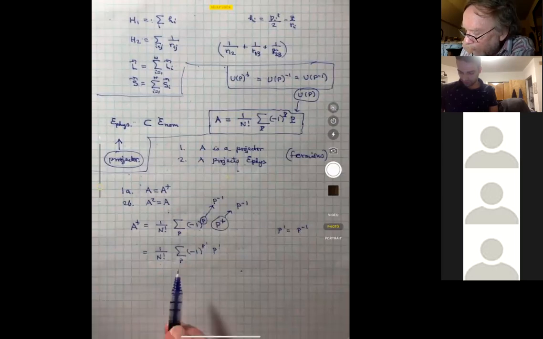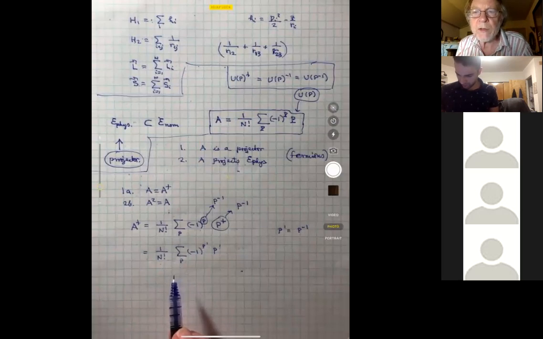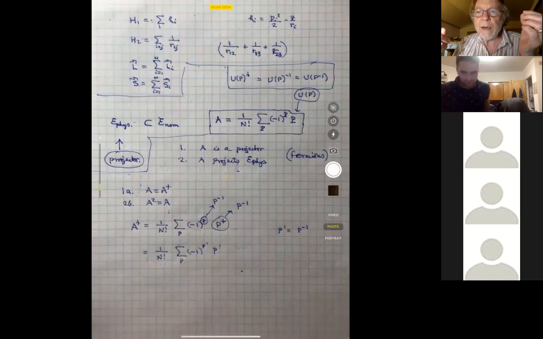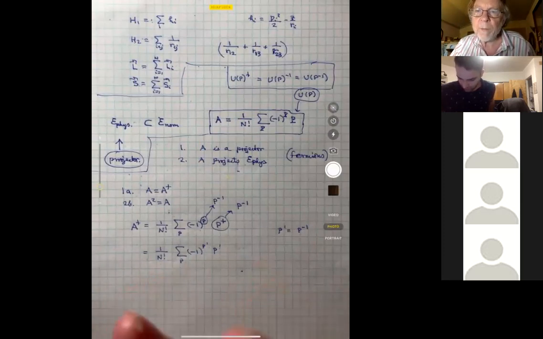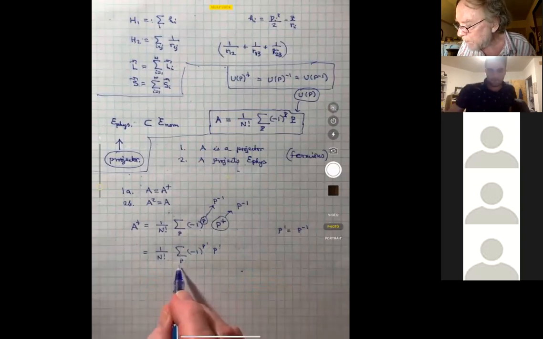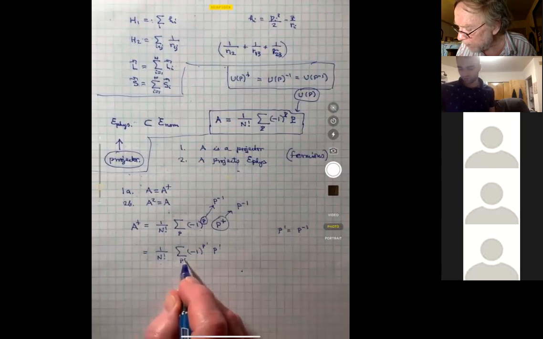Now it's fairly easy to see that if you take the list of permutations and replace each permutation by its inverse, you get the same list all over again, just in a different order. That's because some permutations are equal to their own inverse. The exchanges are that way, so they just get replaced by themselves. And if they're not equal to their inverse, then there's a P and a P inverse, and they just swap places when you replace them by inverses. So the whole list of permutations is just the same list, but in a different order. So summing on P is the same thing as summing on P inverse. So I can replace this P by P prime.